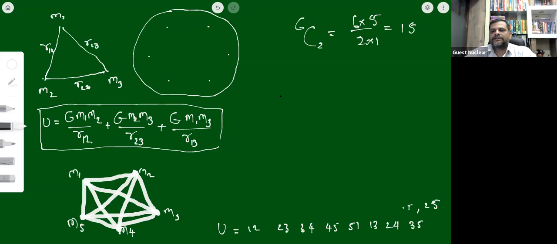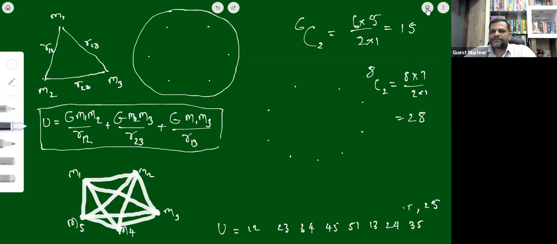So in this way, even if we have 8 points, 8 masses here, then out of these 8 masses, in how many ways we can select 2 of them? We can do it in the 8C2 ways. That means 8 into 7 upon 2 into 1. That means actually it will be 28. Okay, so there will be 28 pairs. That means 28 terms will be there in the expression for potential energy of the 8 particles here. Okay, so in this way we can do it.